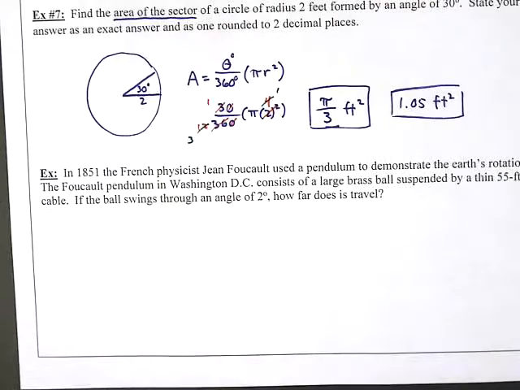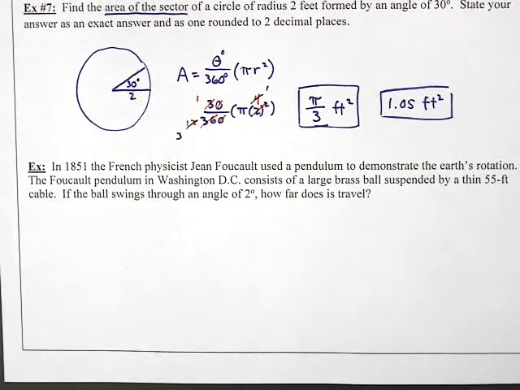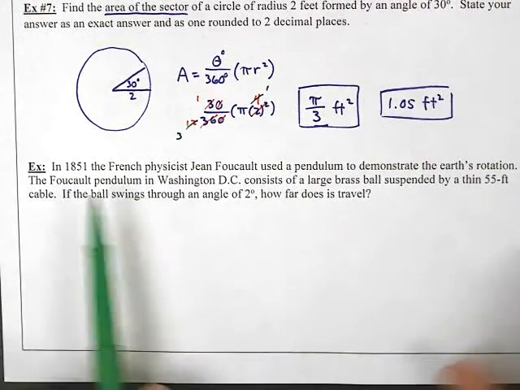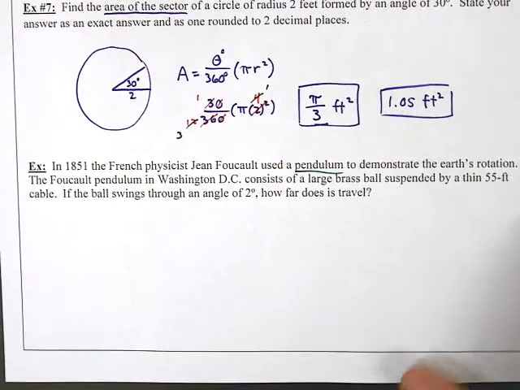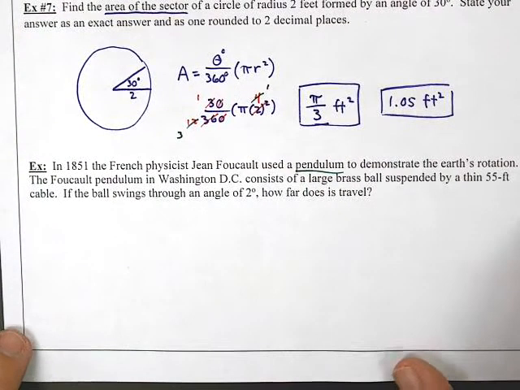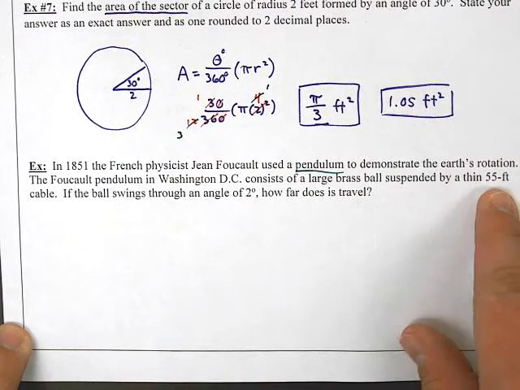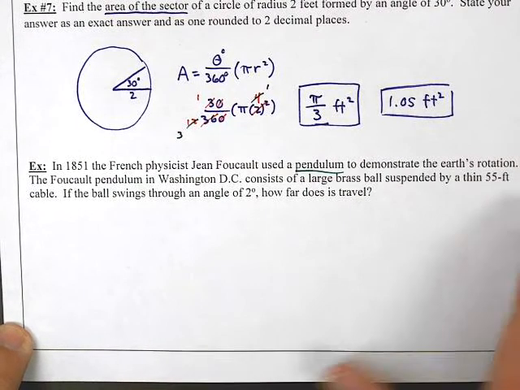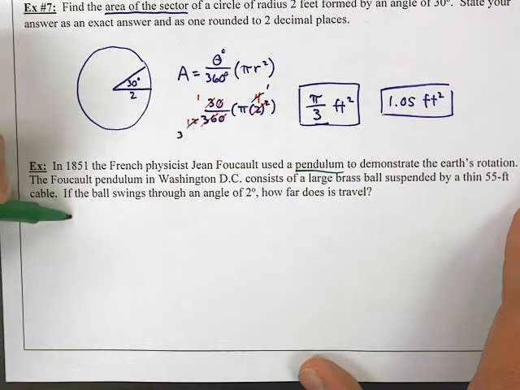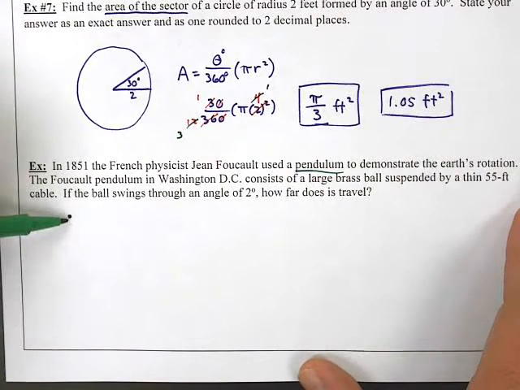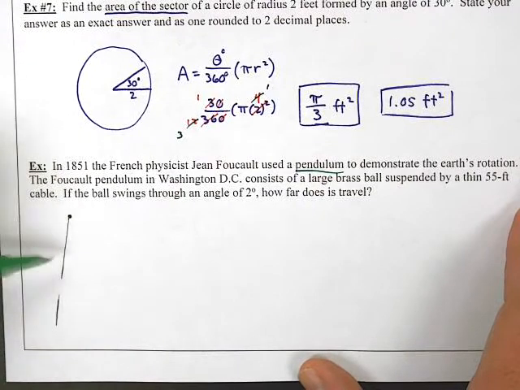All right, when we read this nice big word problem, we see that we have a pendulum, and the pendulum is a brass ball suspended by a thin 55-foot cable. Okay, so if I get this right, I'm thinking that it's swinging kind of like this.